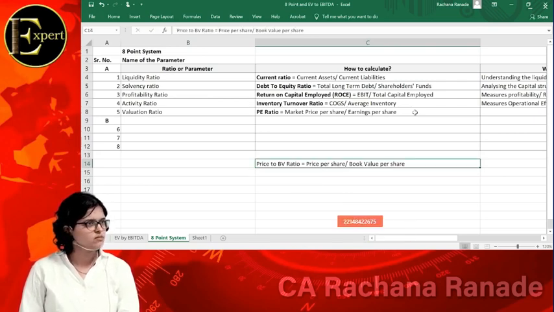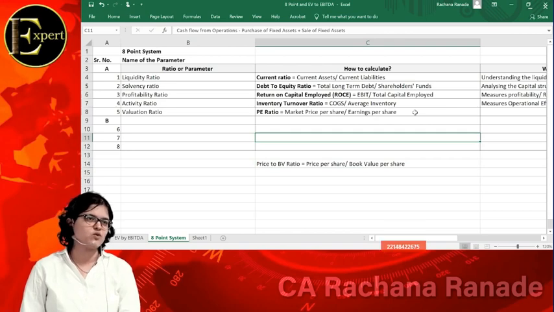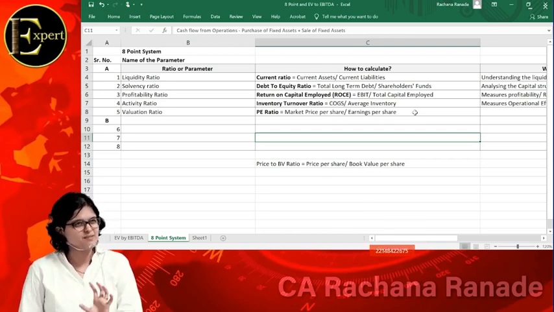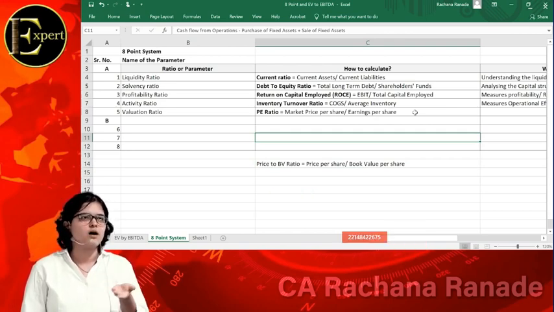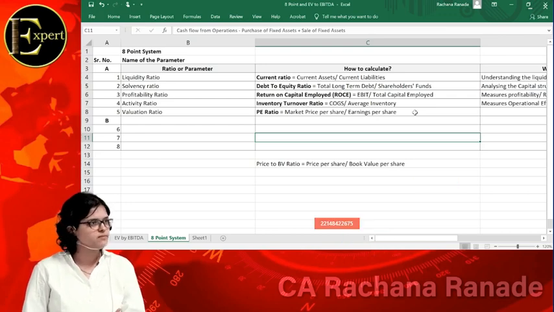Have you written this down? Book value per share? Anyway, I'm telling you. Okay, good that we know this. Simple ones, I'm telling you the calculation also. Otherwise, this is also available ready-made.